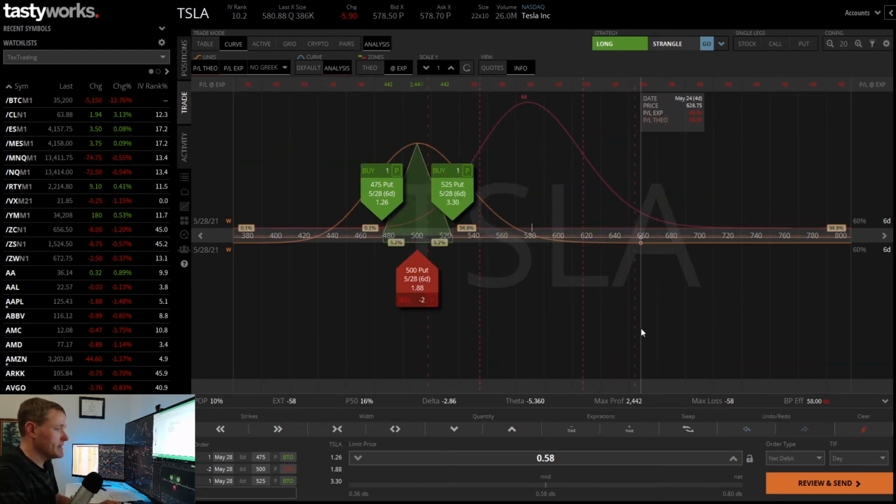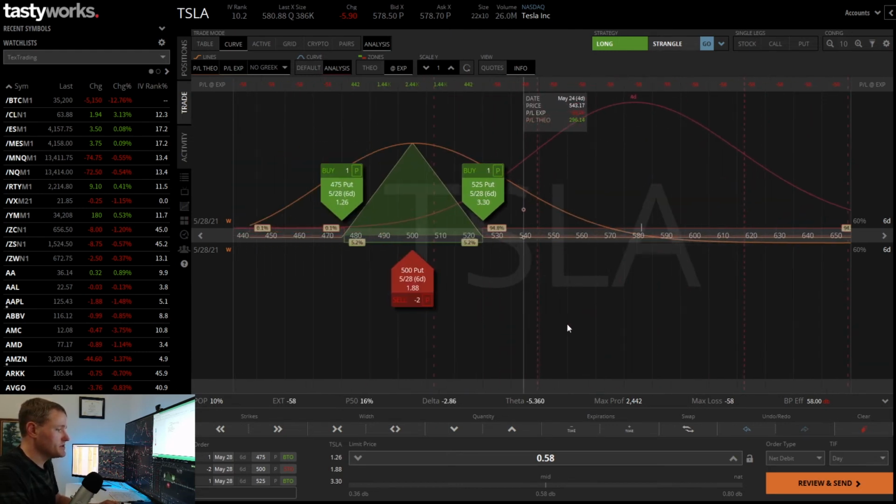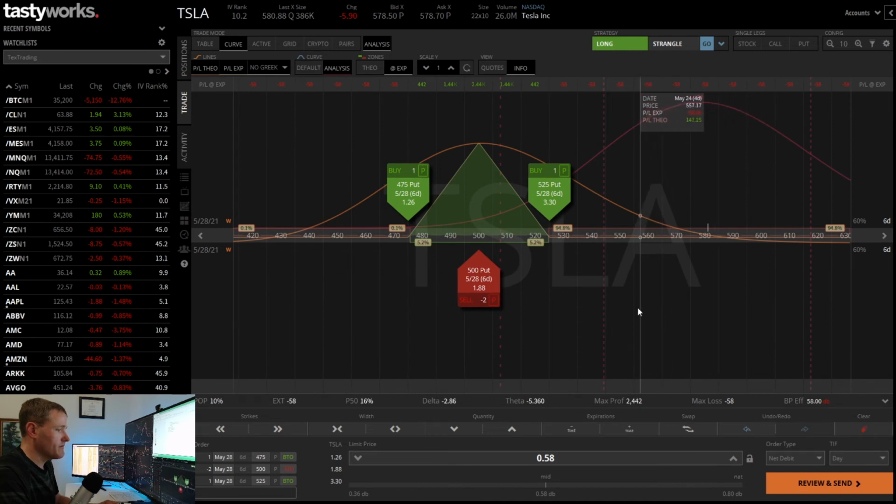So this is your basic butterfly. This is a great way that you can put a trade on. Like I said, if we structured it like this, it would cost $58 to put this trade on with a max profit of $2,442. And you can see that even if we don't expire right over our short strikes here, we're still going to make money. Here's your profit and loss curve here in real time.